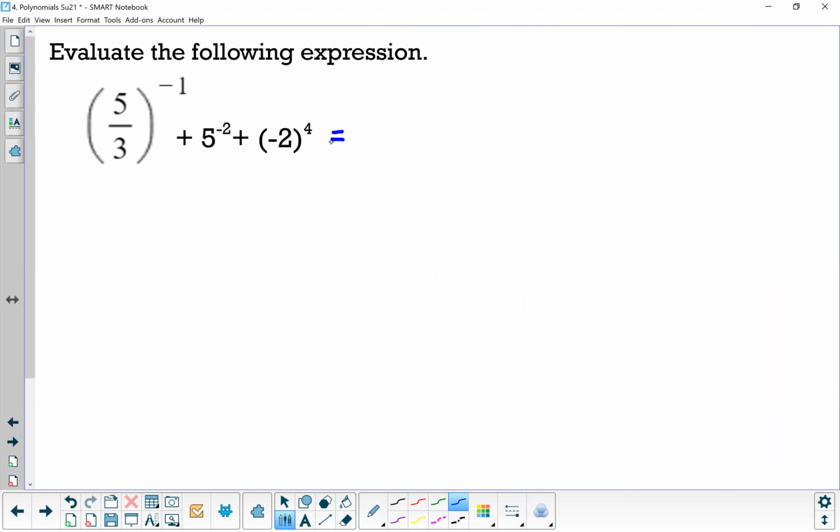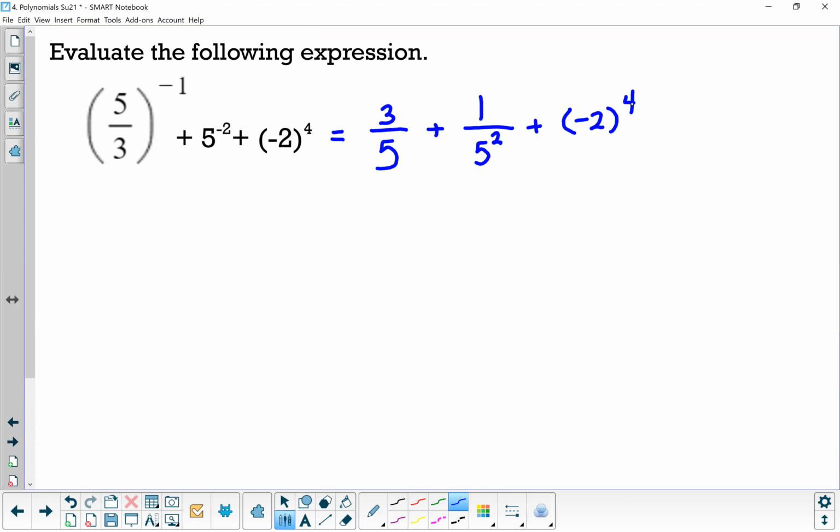So we start with the first, 5/3 to the power of -1. I'm going to take the reciprocal, and that gives me 3/5. I don't need to put this in parentheses and raise it to a power of 1 because now that's implied. Next, plus 5 to the -2 is 1/5 squared. And then plus the (-2) to the 4th power, we don't need to take a reciprocal of because the exponent is positive.